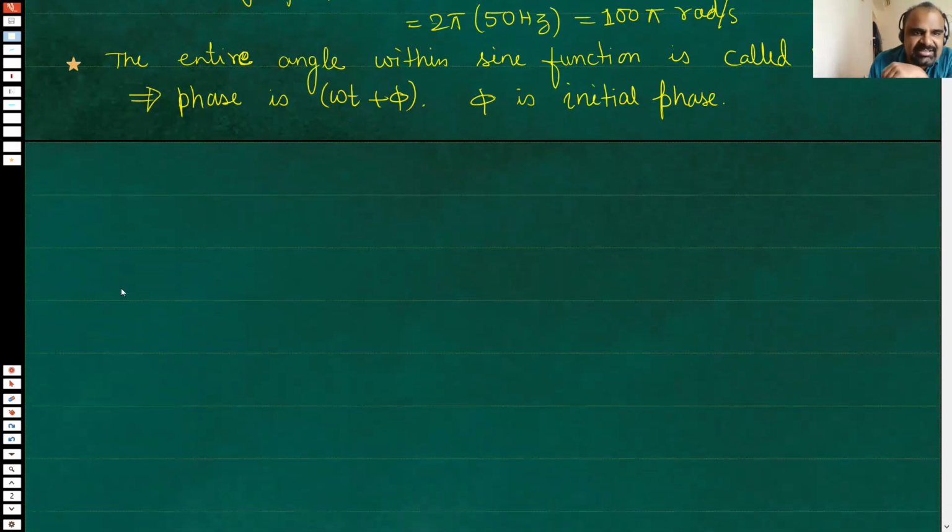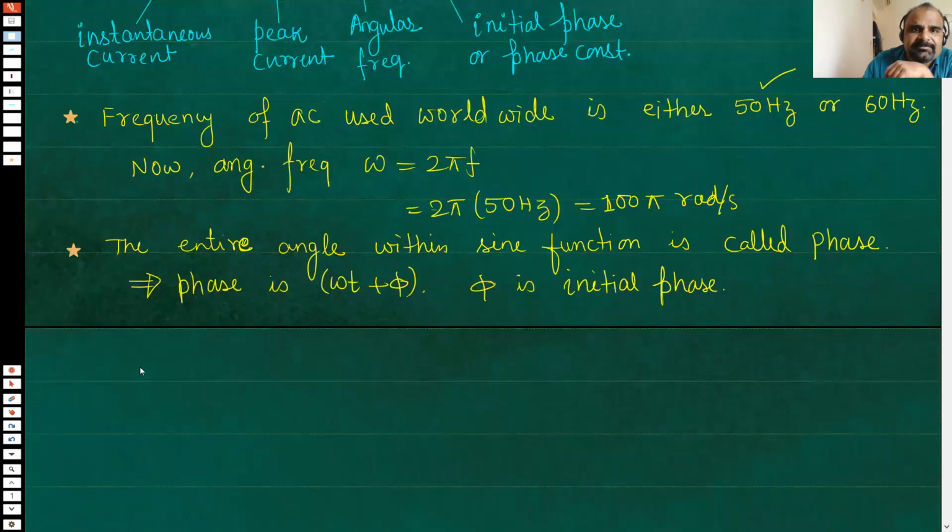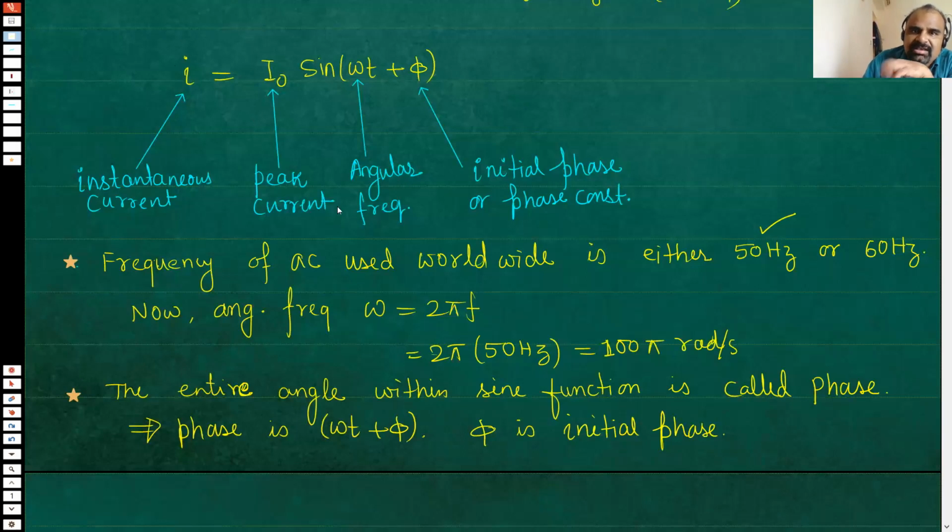Now, third thing is, here in this equation, can you see anywhere RMS written? No, peak is written. Peak current is there.